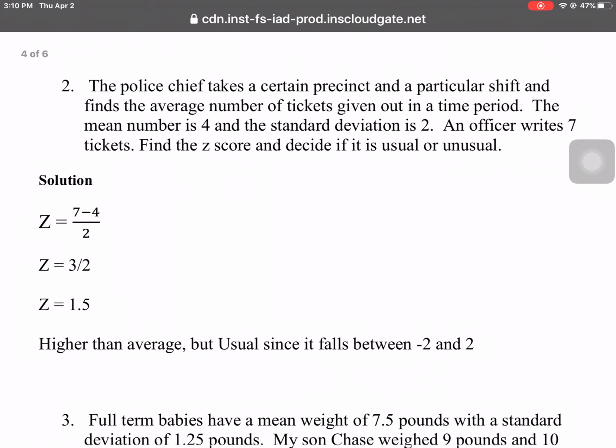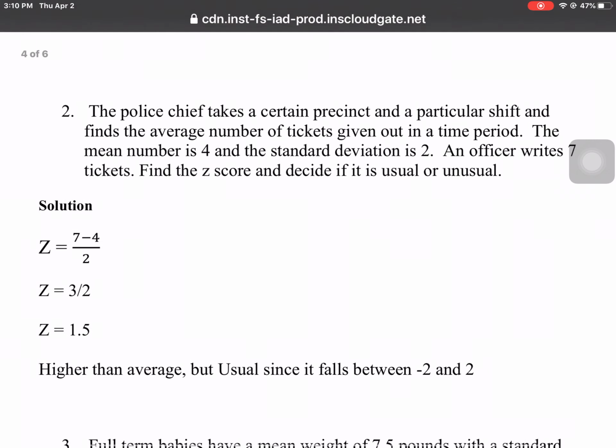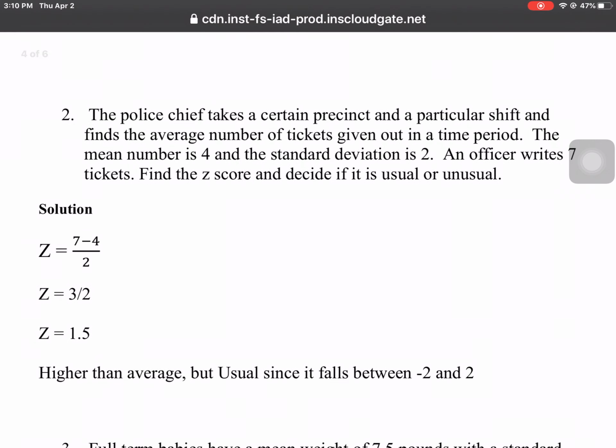Okay, more examples. A police chief takes a certain precinct and finds the average number of tickets. The mean is 4, standard deviation is 2. An officer writes 7 tickets. Let's see if that's usual or unusual.